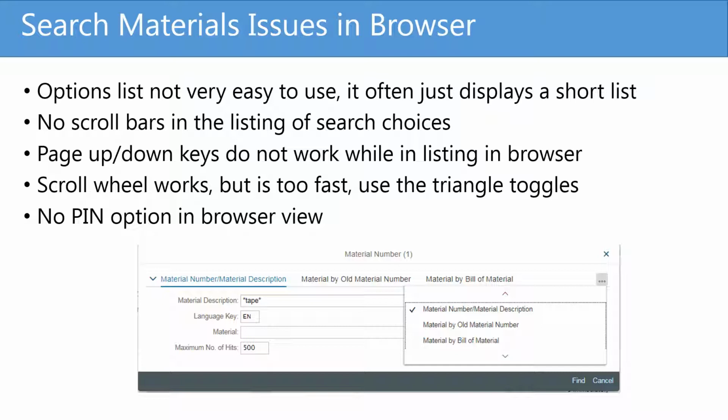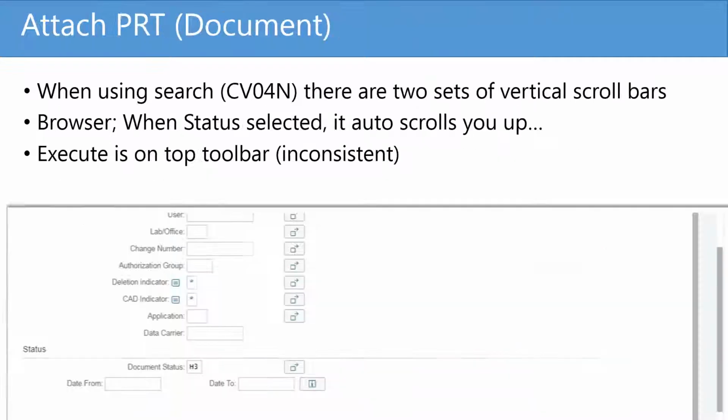Searching materials, we saw that the list that you get in a browser isn't very easy to select from. There's no scroll bars to select in the browser view. Page up and page down keys don't work in browser view. The scroll wheel works, but it's way too fast, especially using the triangles. And you can't pin it. So those are some of the browser issues.